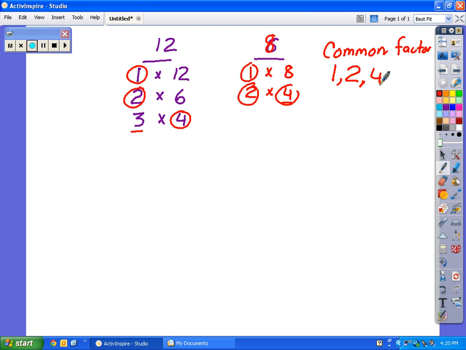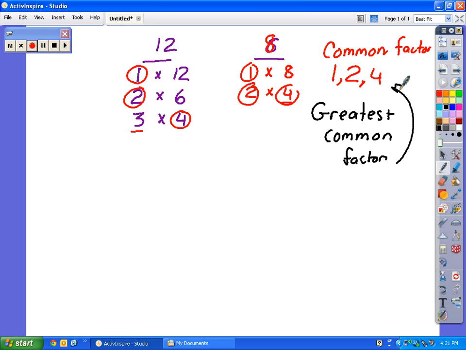If we want to look at the greatest common factor, well, all we have to do is look at the common factors and decide which one of those is the largest number. Which one of them is the greatest? That's 4. So the greatest common factor of 12 and 8 is 4.